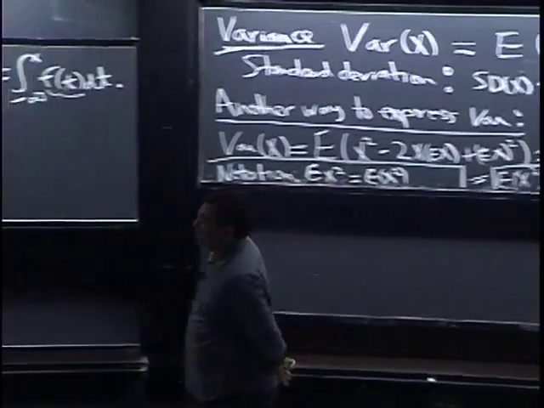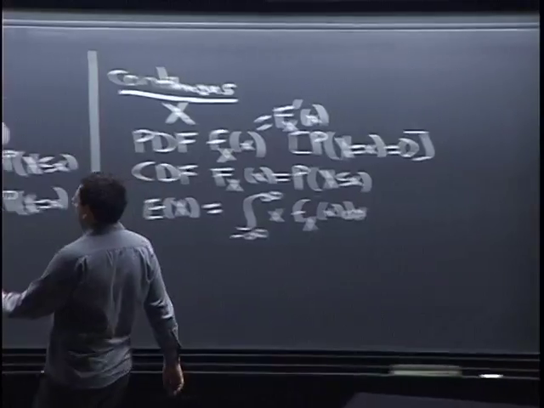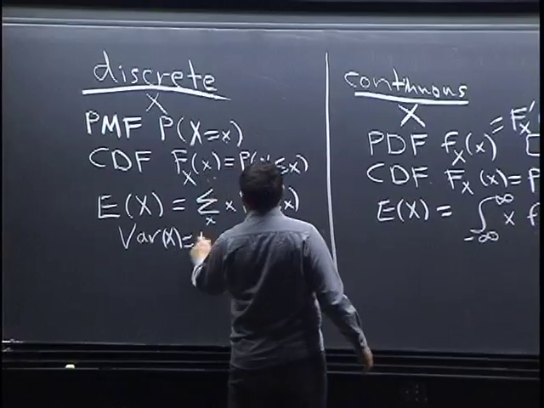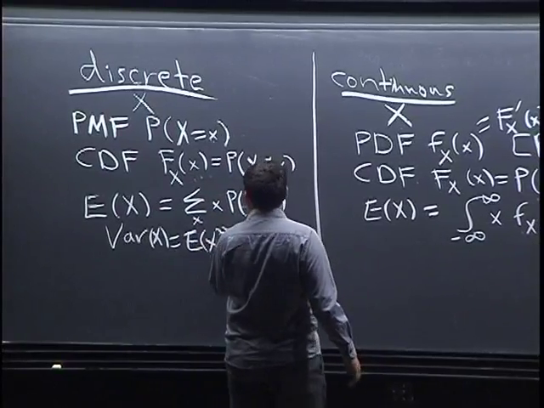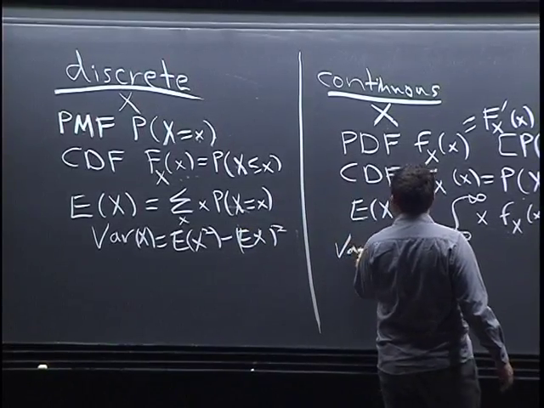Okay, so that's variance. And over here we can continue our little dictionary. Variance of X equals E of X squared minus E of X squared the other way. And in the continuous case, same thing again.